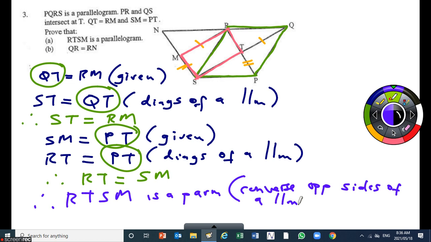Okay, this is what I expect from all of you. I proved that both pairs of opposite sides are equal. Because of that, I know that for a parallelogram, the opposite sides are equal. Therefore, in this case, I can say it is a parallelogram. Okay? All right? Any question?